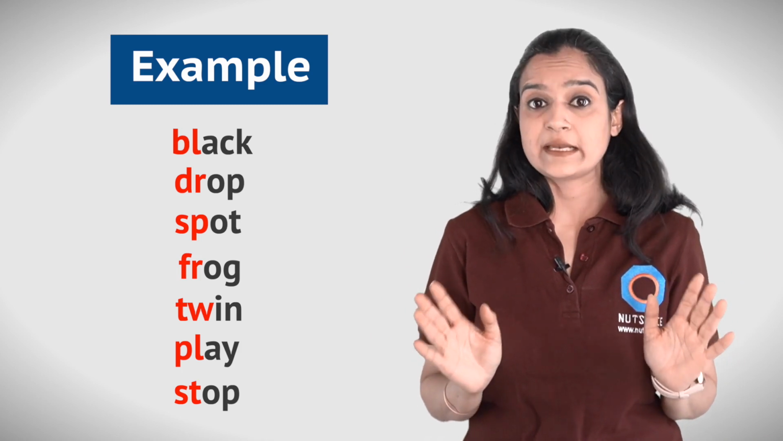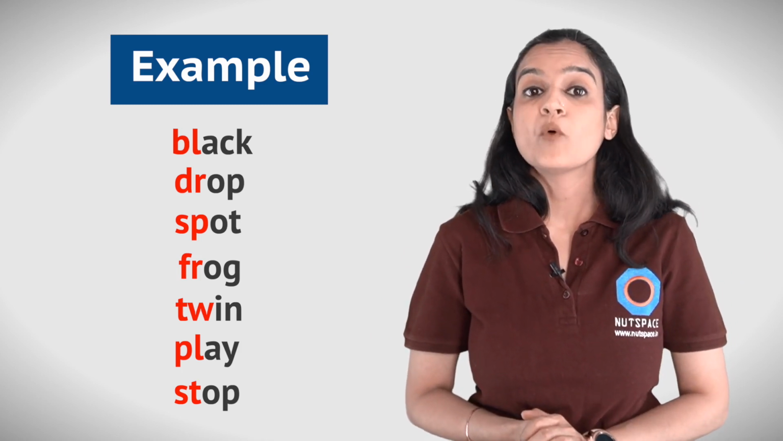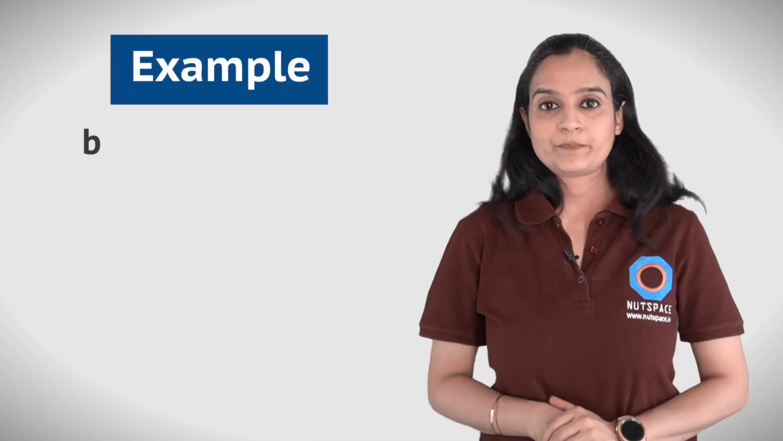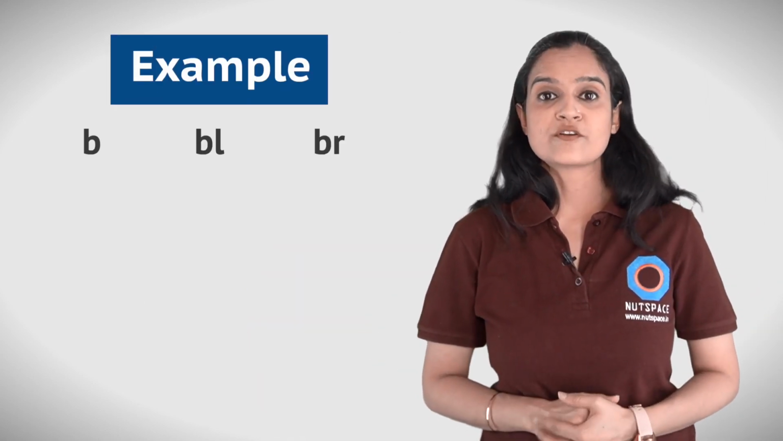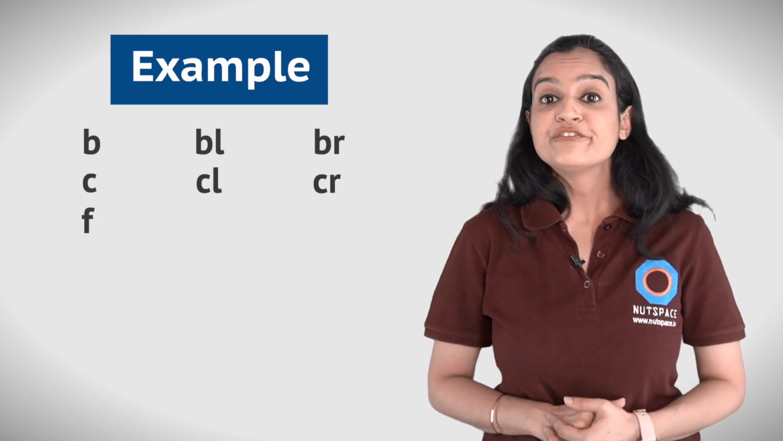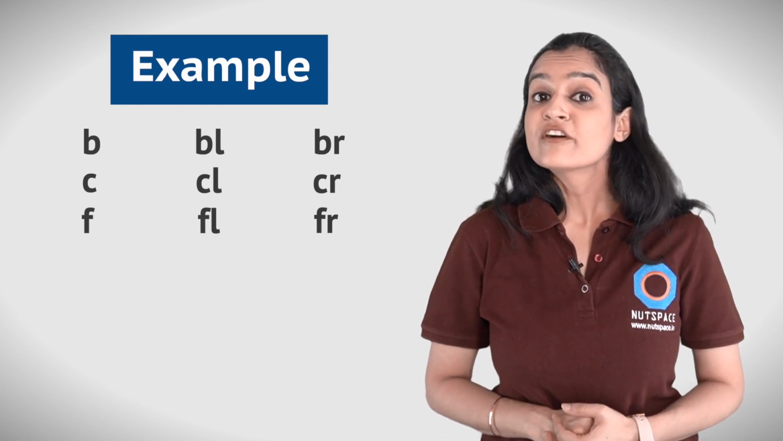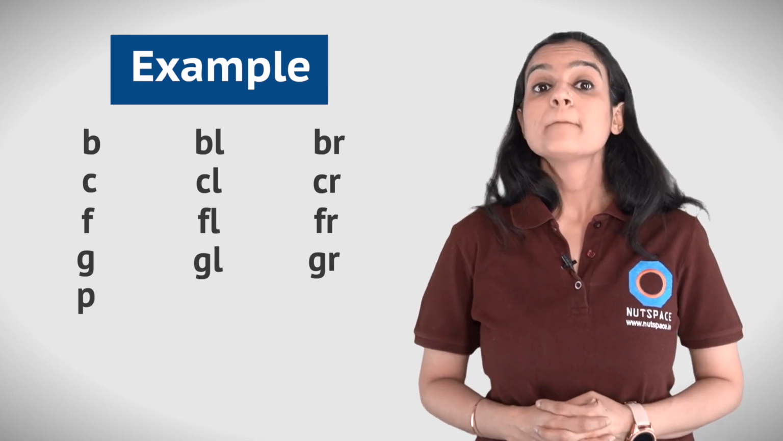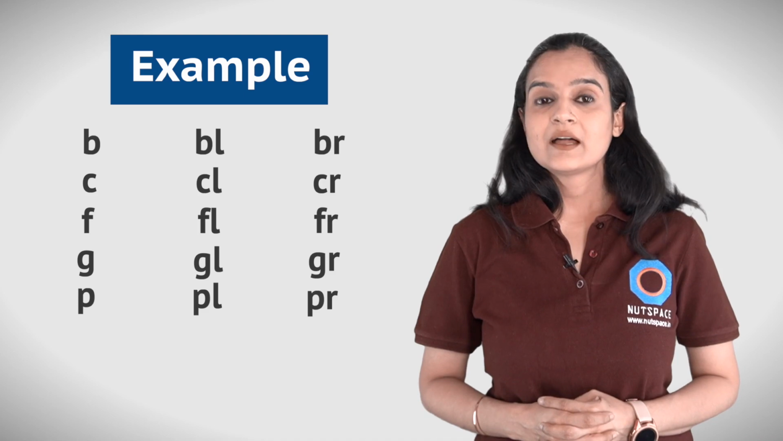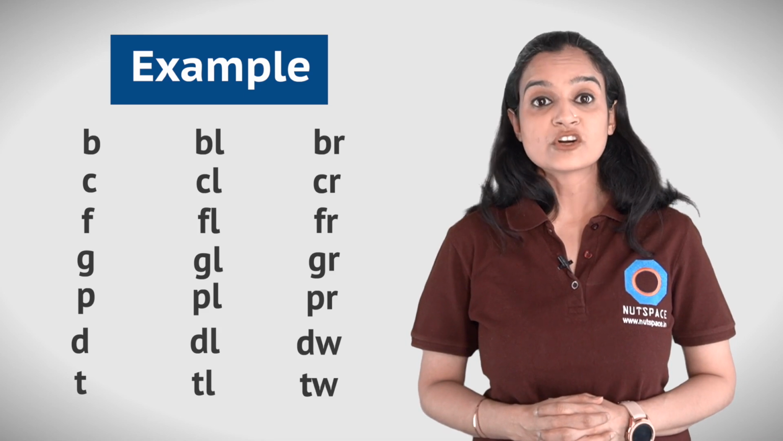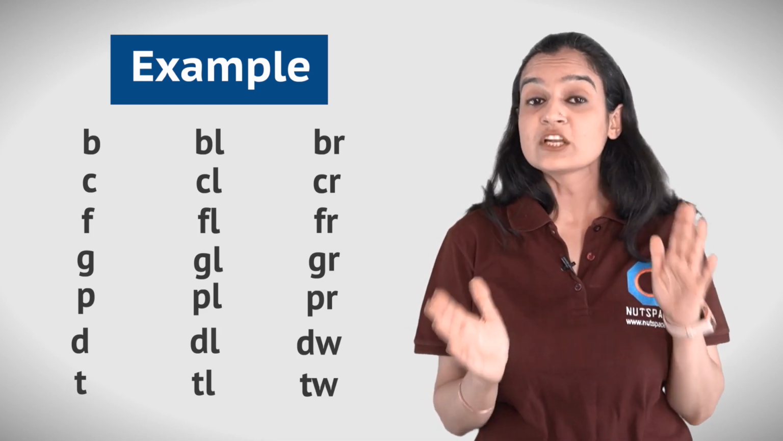Before we begin, let me tell you that the letters L and R are most often used in blended consonants. Okay, now let's take a look at a few blends. B, bl, br, c, cl, cr, f, fl, fr, g, gl, gr, p, pl, pr, d, dr, t, tr. Now these are just the initial consonant blends.